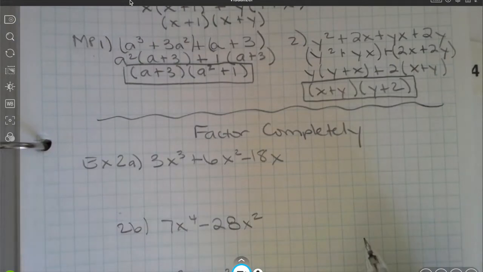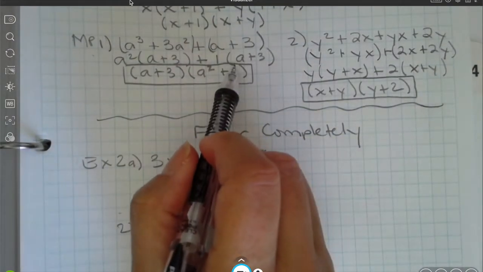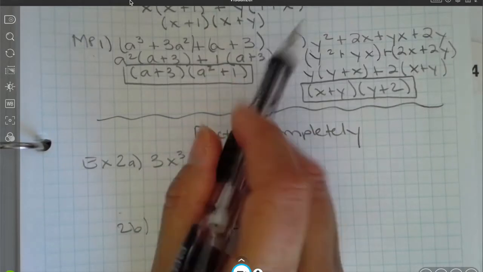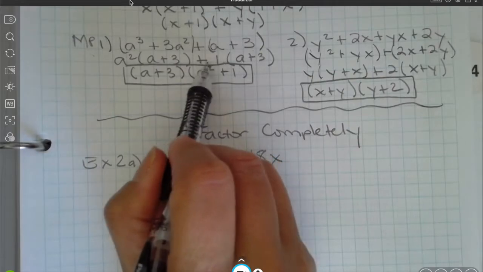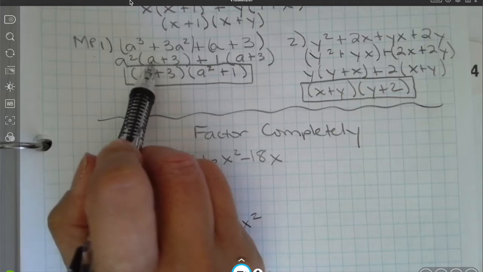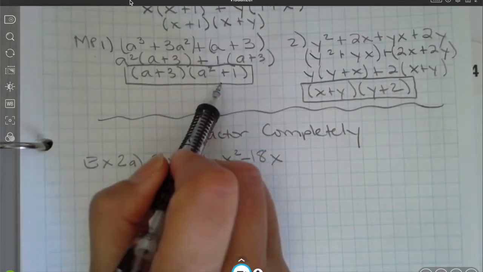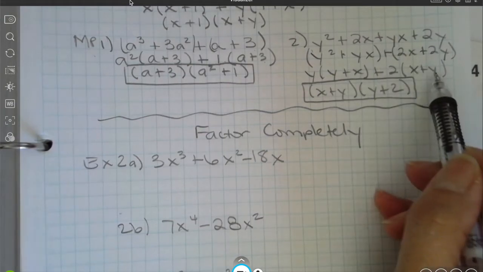Tried it, and I know that monitoring progress 1 might have caused you some problems because when you were grouping a and 3, a plus 3, you realized, oh, they don't have a common factor other than 1. So here we're going to take out the 1. I want to point that out because we wanted this to be a plus 3 and a plus 3. Factor that out, and there's the answer. And for number 2, we had to move it around. Hopefully you did, and there's the answer.